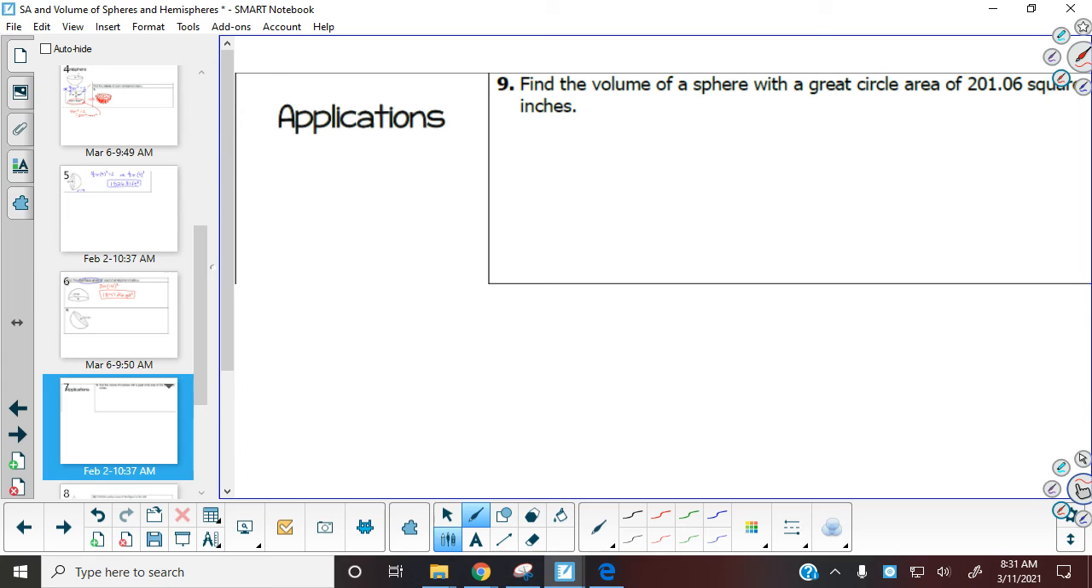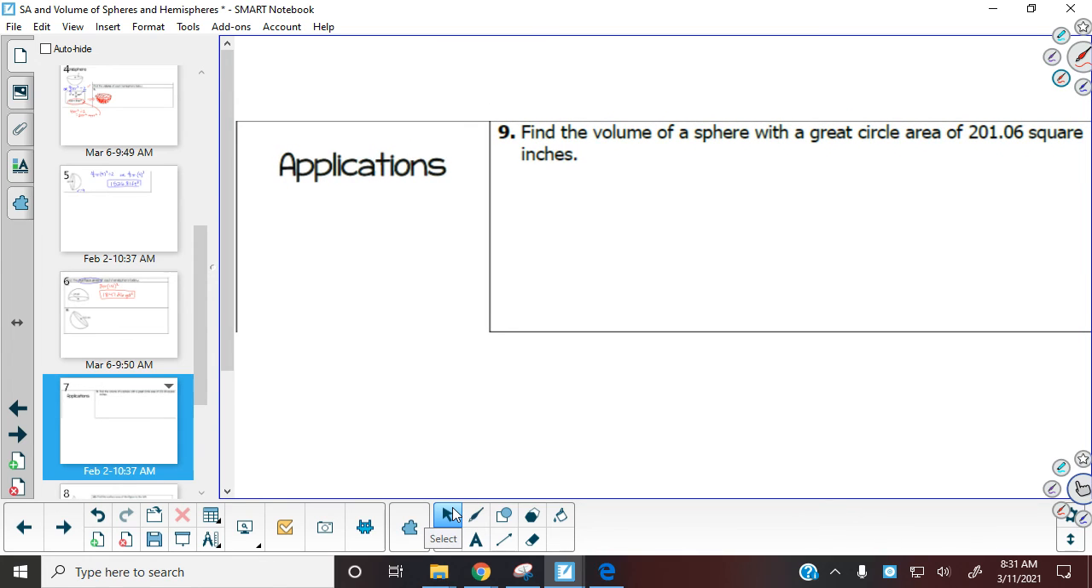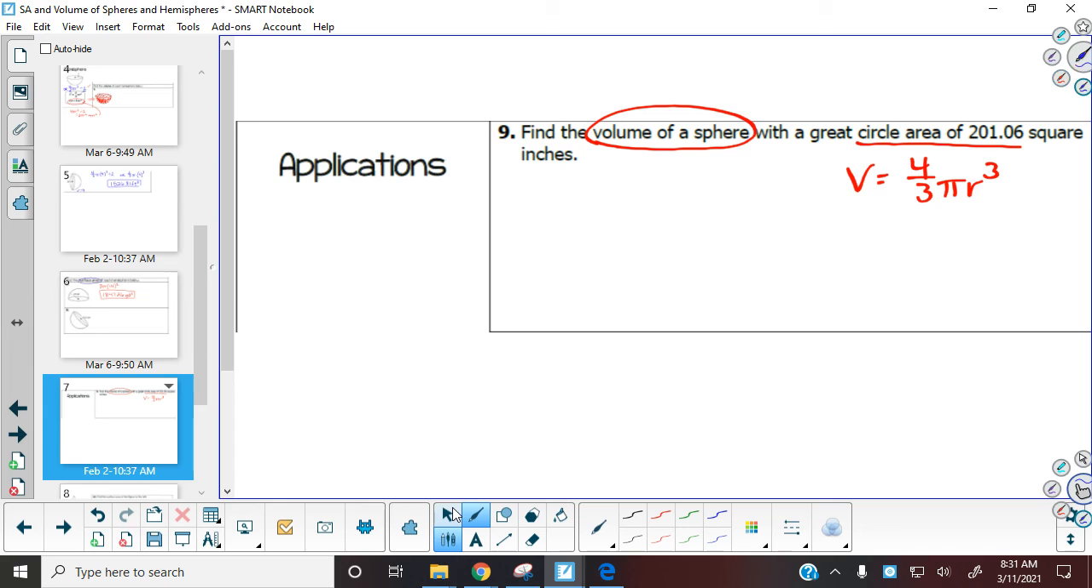All right, the last one that we're going to do today is this question here, number 9. We are looking at a word problem. I know a lot of you guys dislike word problems, so let's kind of break it up. So it says, find the volume of a sphere with a great circle area of 201.06 square inches. Now, we eventually want to get to the volume of the sphere. So the volume of that sphere is 4/3 pi radius cubed. We are given the circle area.